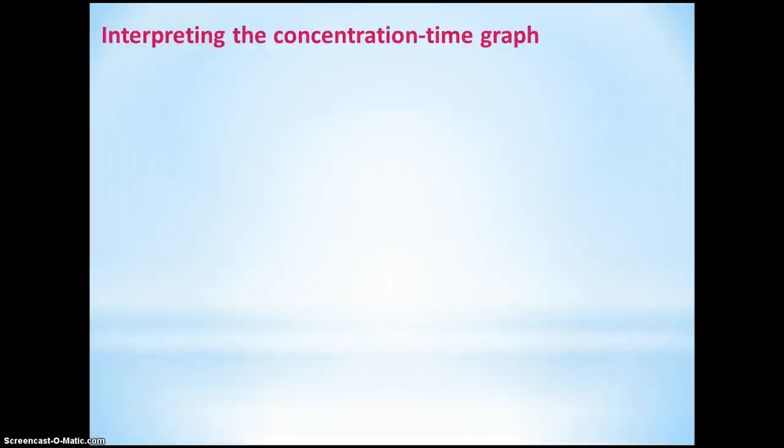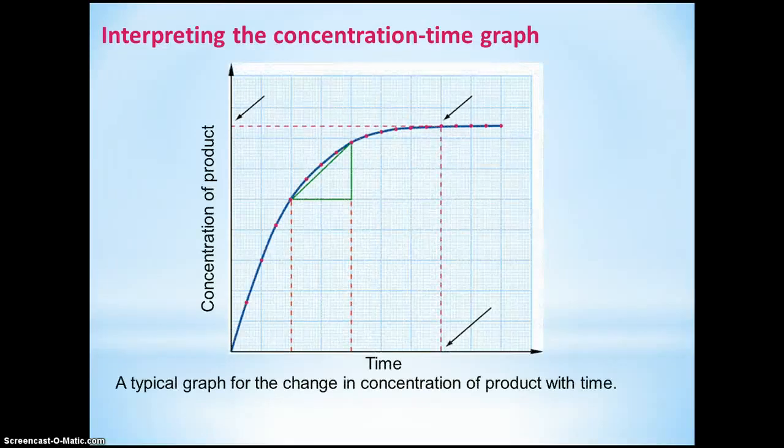So let's learn how to interpret a concentration time graph in full detail. A concentration time graph can usually be represented like this. When we look at the graph, say this is a product's concentration time graph, you'll notice at a certain point the concentration of the product will reach a very steady state. So this implies it's the end of the reaction.